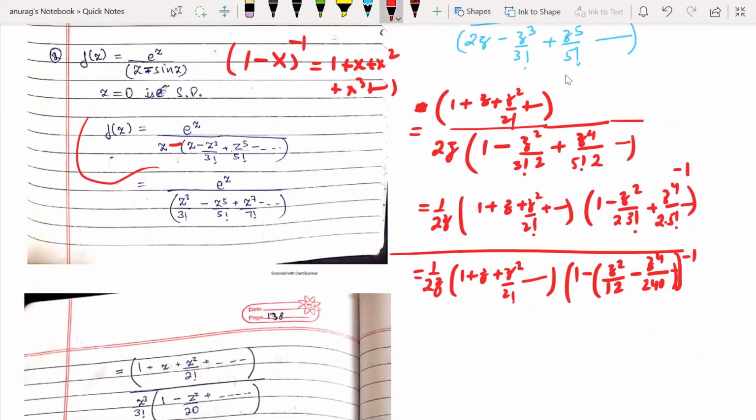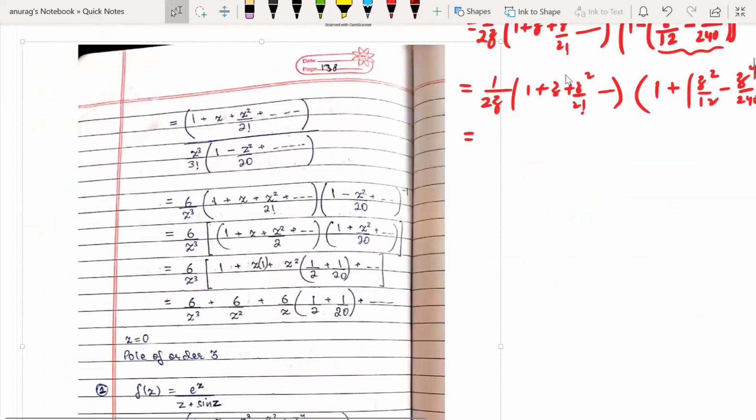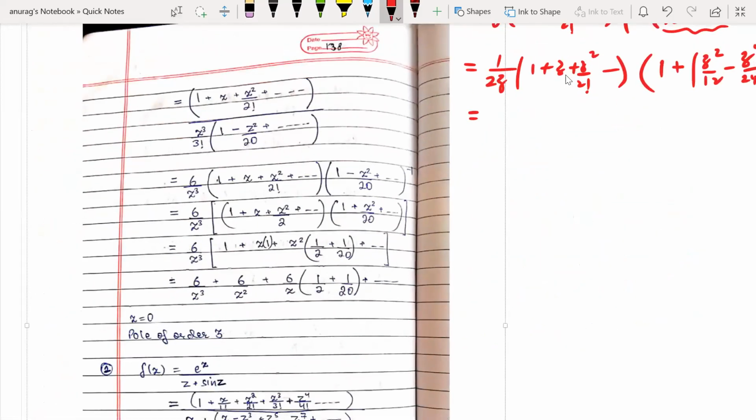Now it is equal to 1 over 2z, 1 plus z square by factorial 2 and so on. Capital X is like this. So 1 plus x. What is x here? z square by 12 minus z to the power 4 by 240. I'm neglecting the higher order terms, plus so on. You are actually interested in the principal part, where you are getting the negative powers of z. So 1 over 2z, if you multiply, you will get 1 plus z square by 12.